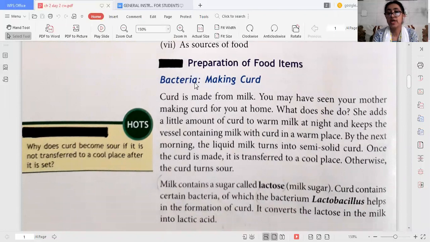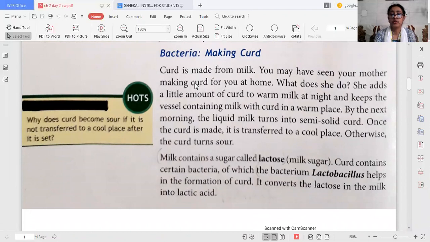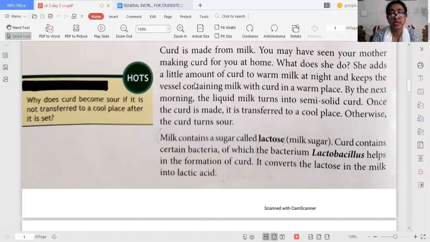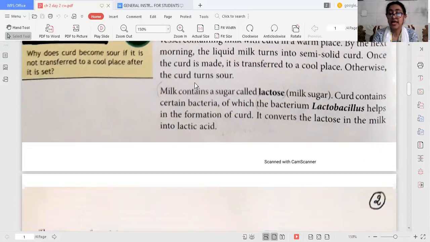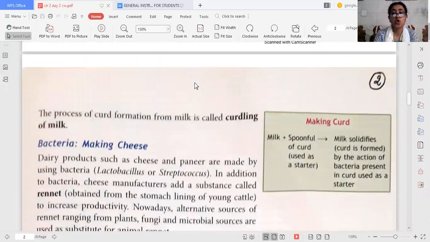First is the preparation of food items using bacteria. In making curd, milk contains a sugar. We all know milk contains a sugar called lactose. And curd contains a certain bacteria known as lactobacillus, which helps to form curd. Now, what is the job of this bacteria? It converts the lactose, which is milk sugar, into lactic acid, meaning the formation of curd. The process of curd formation from milk is called curdling.